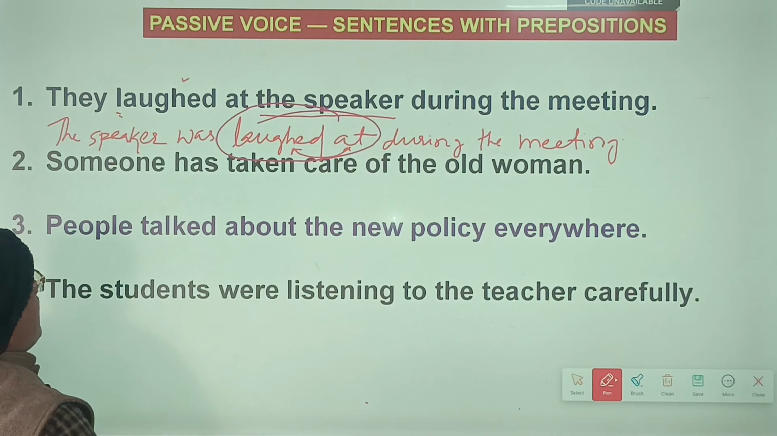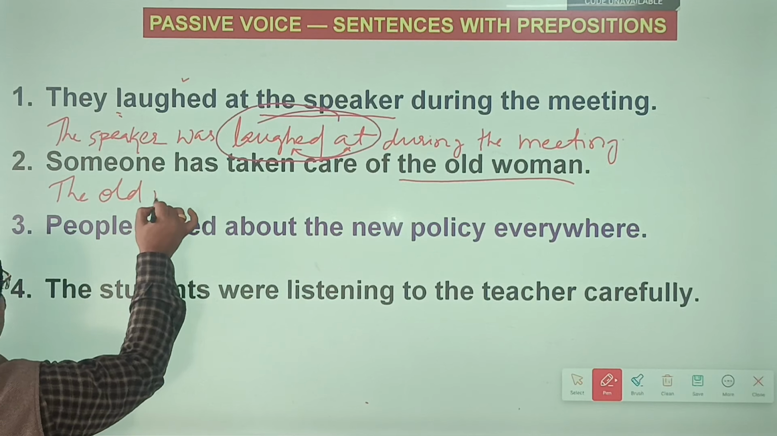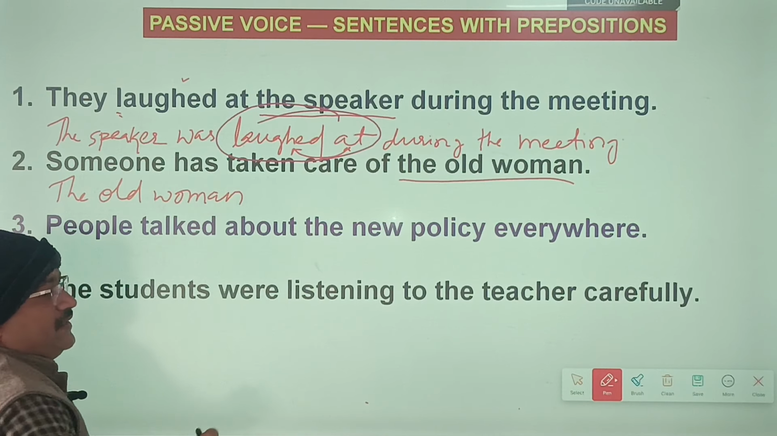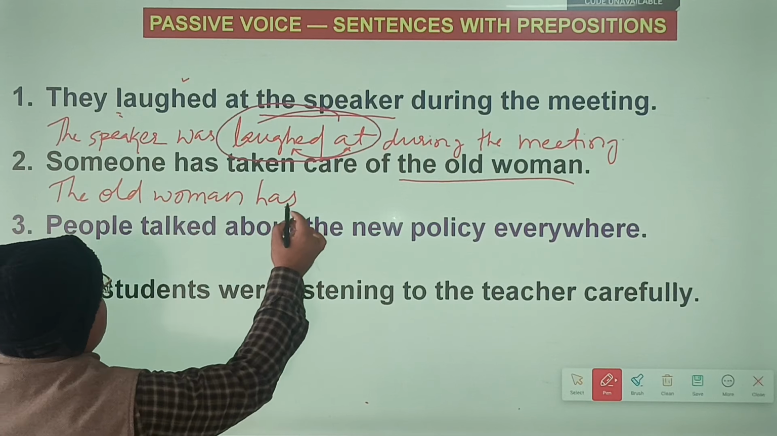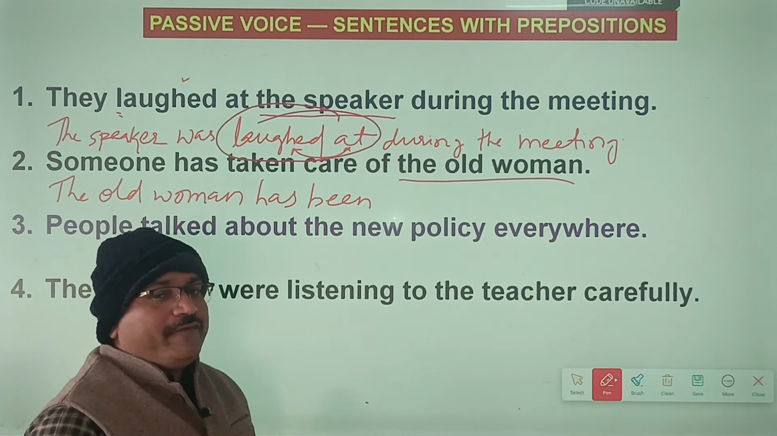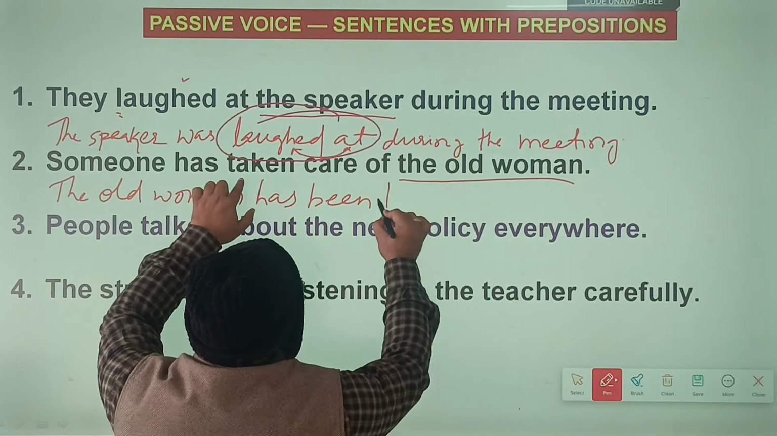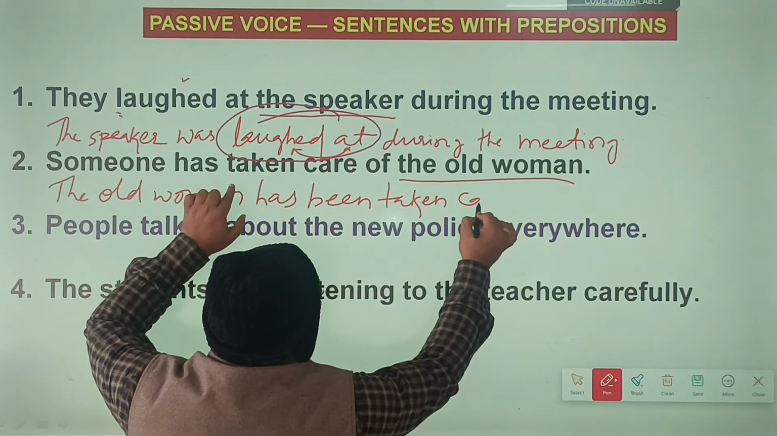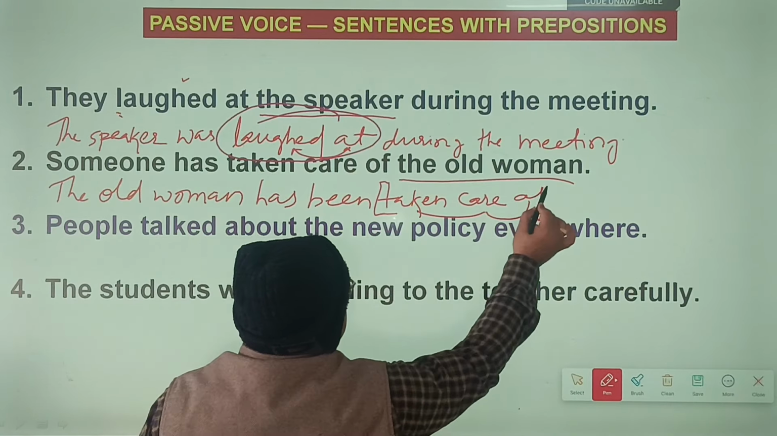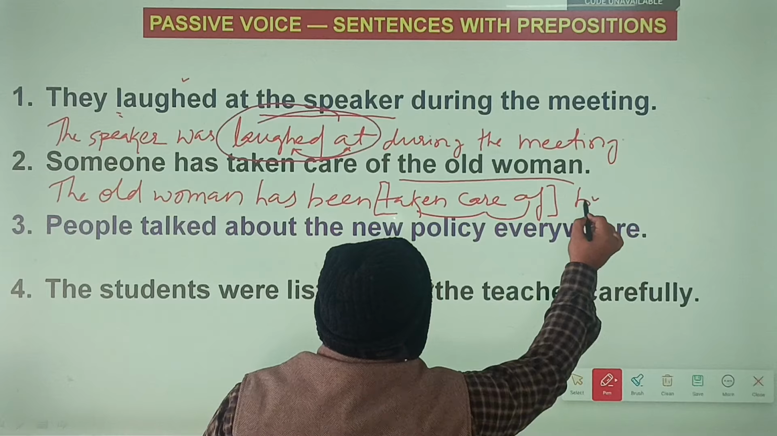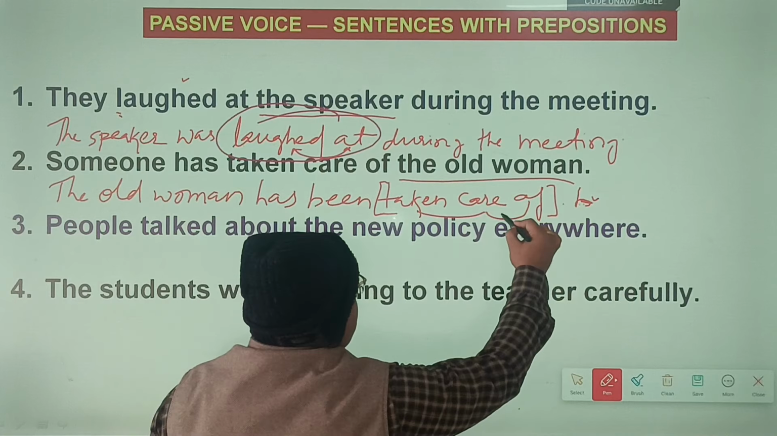Now the next one. Someone has taken care of the old woman. Now what is the object? The old woman. What is the tense? Present perfect. It is singular. So the old woman has been. Why "been"? Perfect tense, remember, "been" we have to use. The old woman has been taken care of. As "taken care of" is altogether, "by someone" is not required. So the old woman has been taken care of.